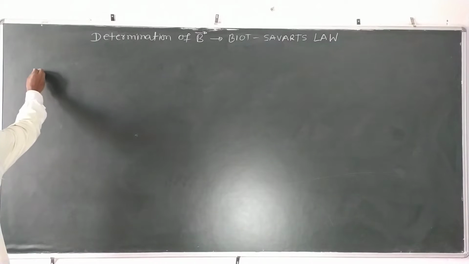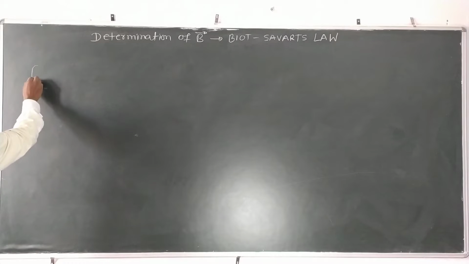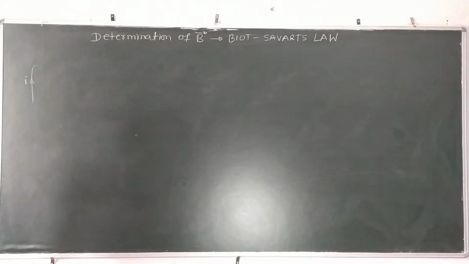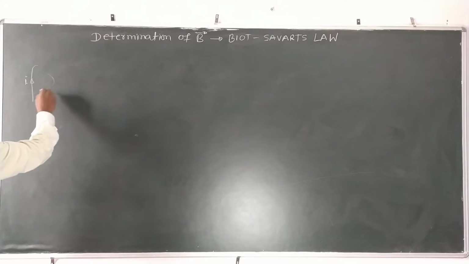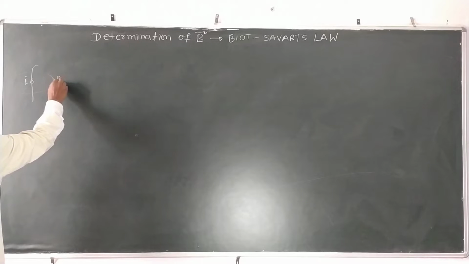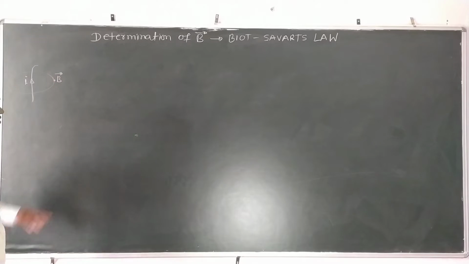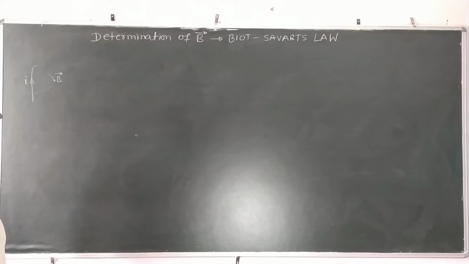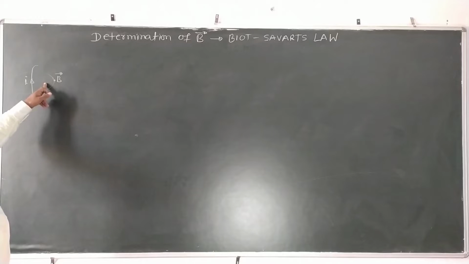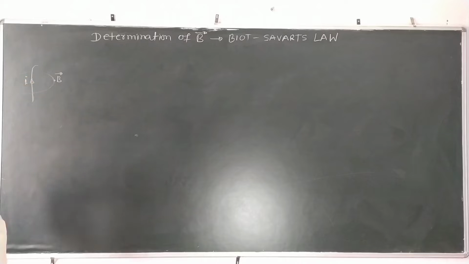We know that around a wire having current I, there is a magnetic field. The magnetic field will be denoted by the symbol B, and magnetic field is a vector quantity. We will discuss how it is considered that there is a magnetic field around the current carrying wire.